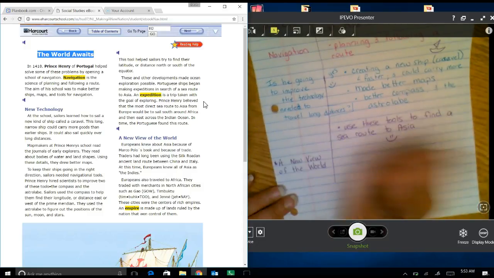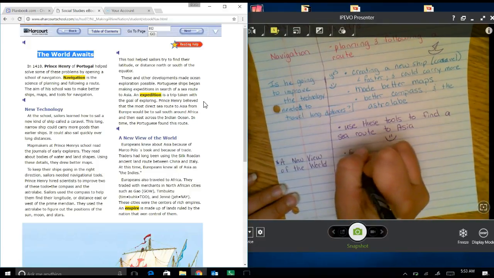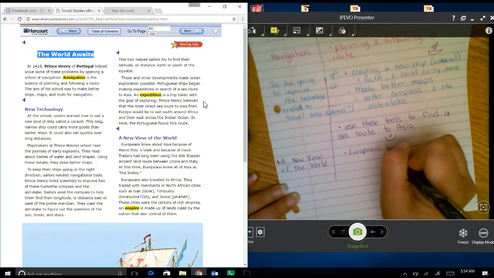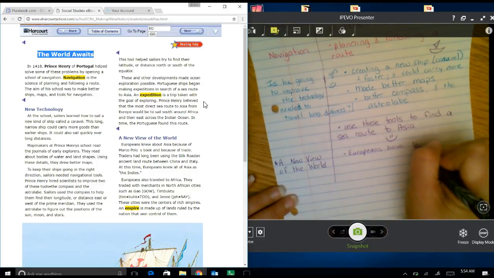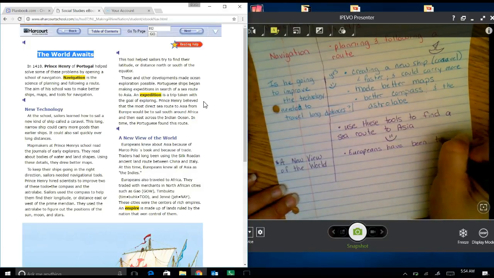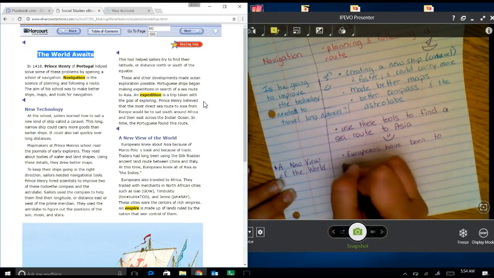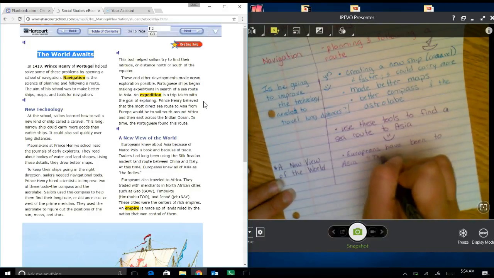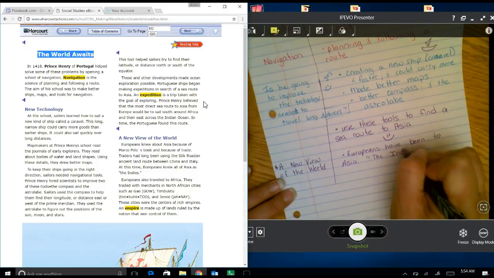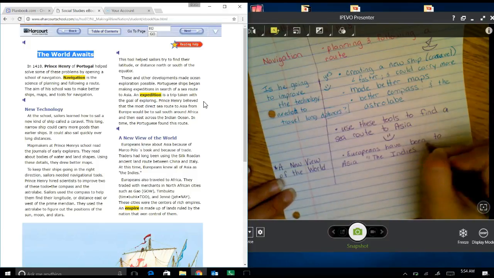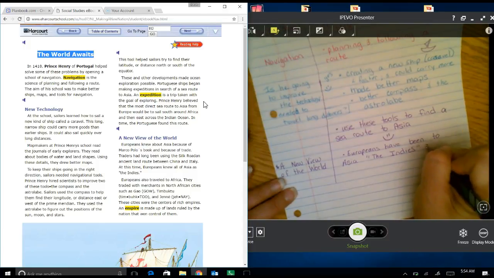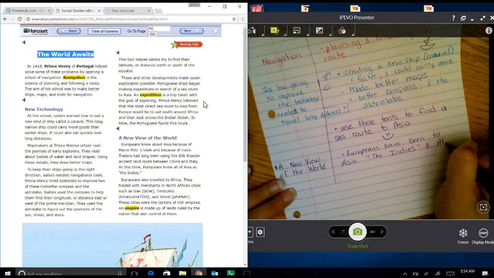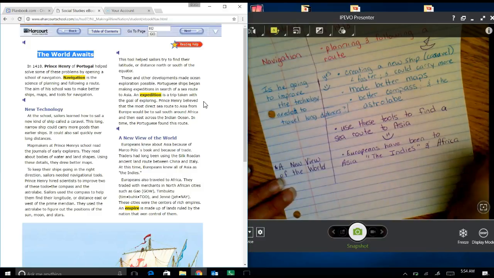So far we know that Europeans have been to Asia, known as the Indies. Sorry, it's my dog getting a drink of water. And Africa. Across land.